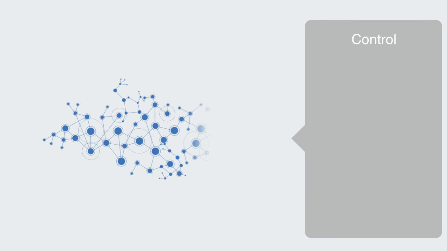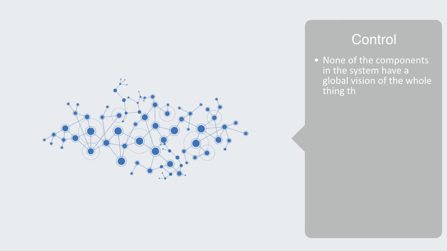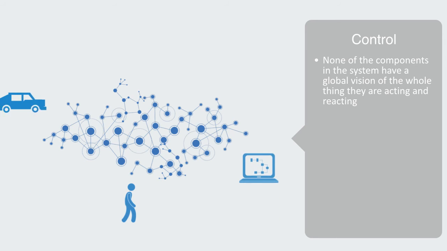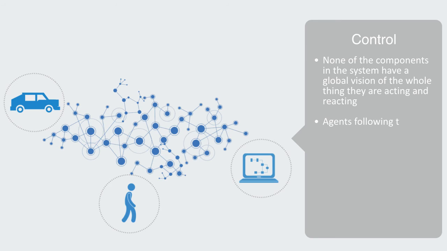In these distributed, complex engineered systems, none of the components in the system have a global vision of the whole thing. They are acting and reacting to local information. When a new person moves into a shantytown, a new computer connects to the internet, or a new vehicle enters an urban transportation network, they have no global vision of the whole system, and they're only interested in their particular local environment. And this is all the system is composed of. These agents following their own rules according to information they have within their local environment. No one is in control.